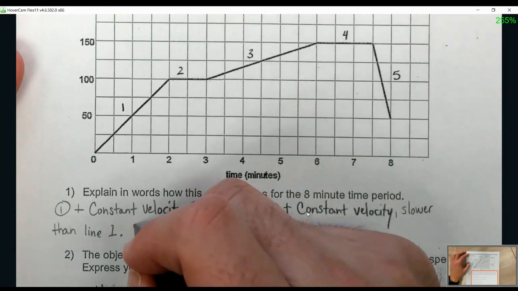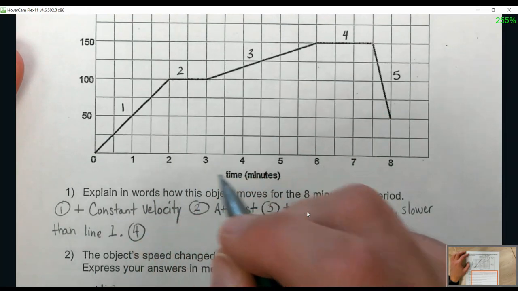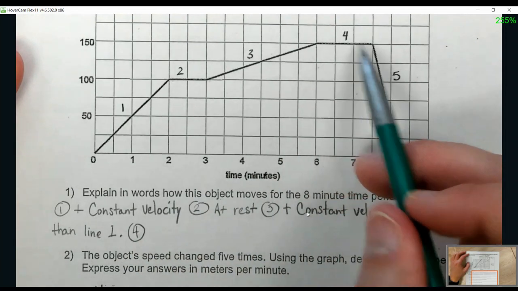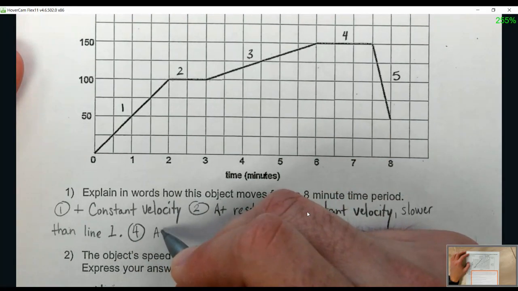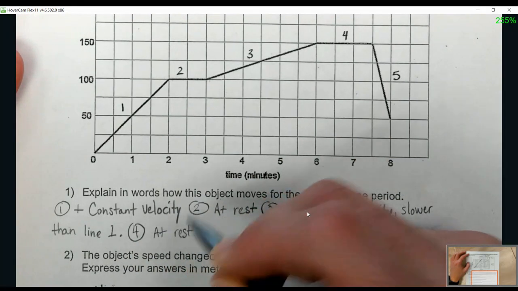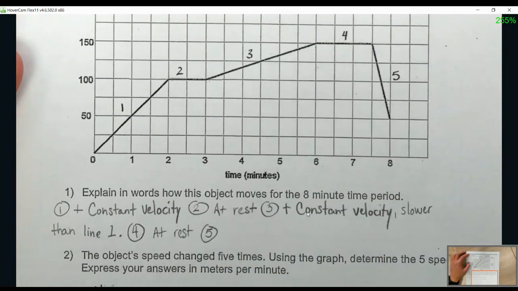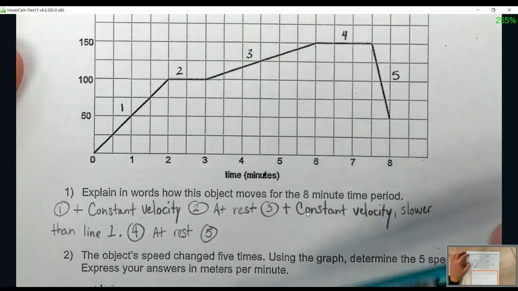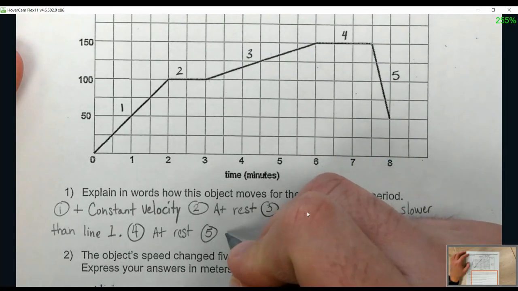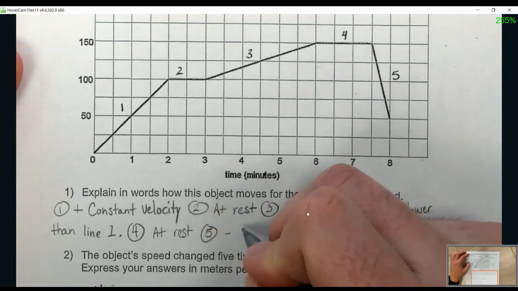What are we doing at part 4? You're at rest. Part 4, flat line. So at rest. And then at line segment 5, let me ask this. Are you moving at a constant velocity? Yes. But now is line segment 5 positive or negative? Negative. So we're going to write negative constant velocity.